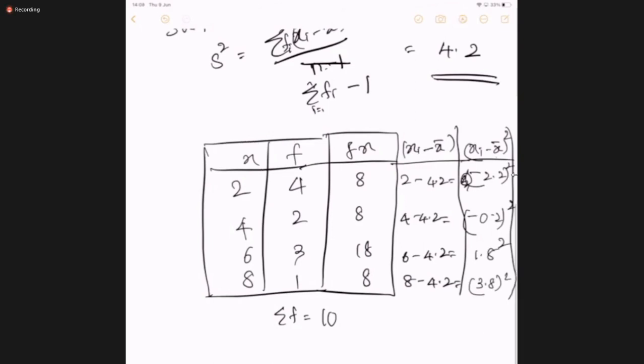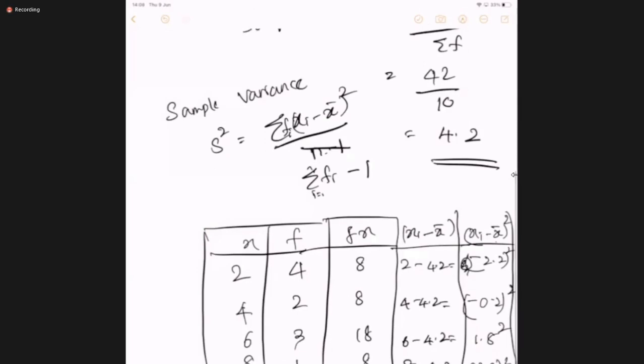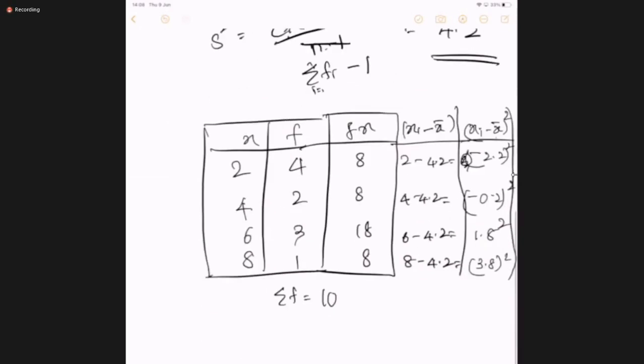But again, look at the formula. Here we have another term fi, because we have frequencies now in this table. So we need to multiply this column by the frequency column in order to get the numerator. Okay, so you need to construct another column. I will draw that column here: xi minus x bar squared times fi.